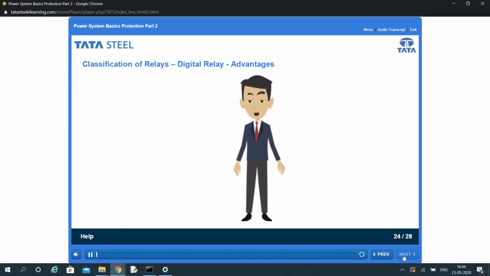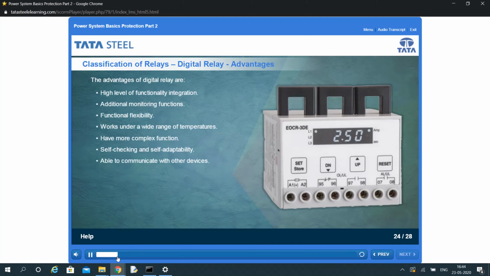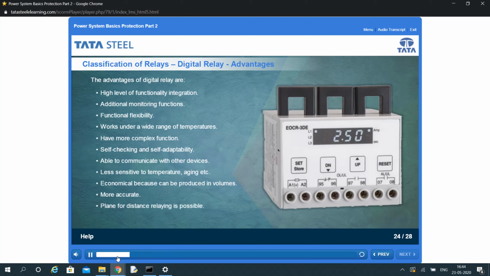Let us now take a look at the advantages of digital relay. It has high level of reliability, less sensitive to temperature, aging, etc. Economical because it can be produced in volumes. More accurate. In digital relay, pilot scheme for distance relaying is possible. Signal storage is possible.